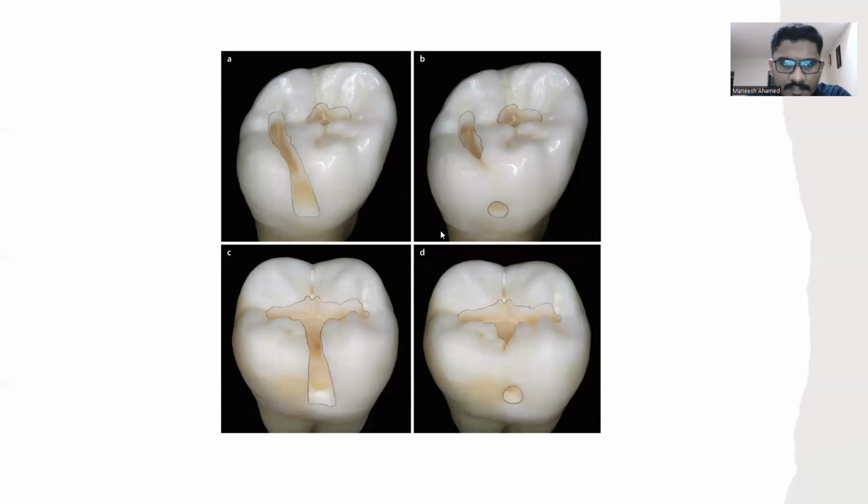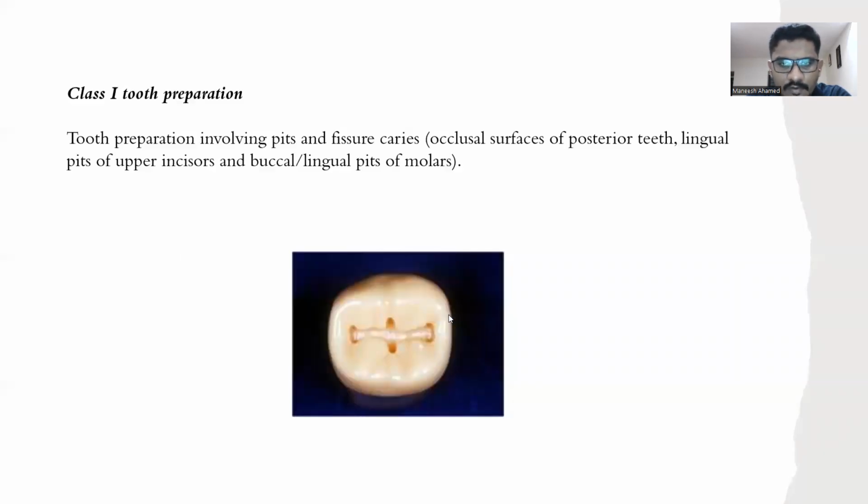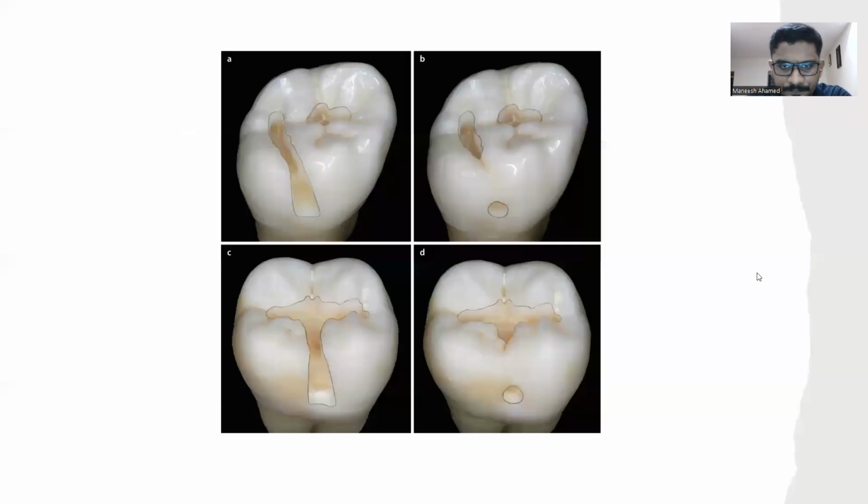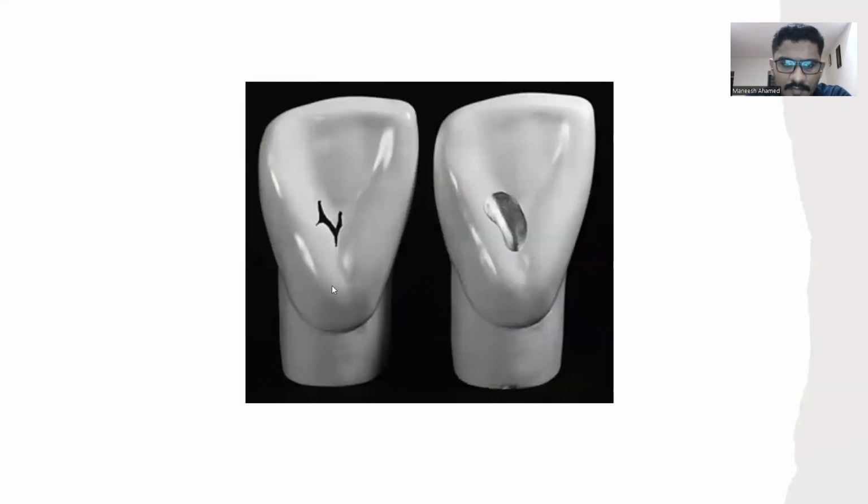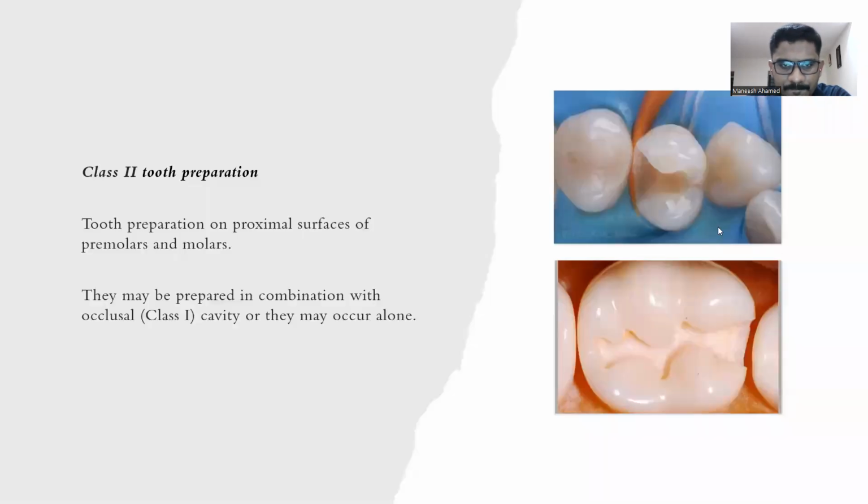So here in this picture, we can see that this cavity involves the occlusal surface and also extends to the palatal pit. Similarly, in the lower molar, it extends to the buccal pit. So it is basically a cavity involving the occlusal surface of posterior teeth, lingual pits of upper incisors, and buccal and lingual pits of molars. Here, a class 1 cavity involves the lingual pit of the incisor.